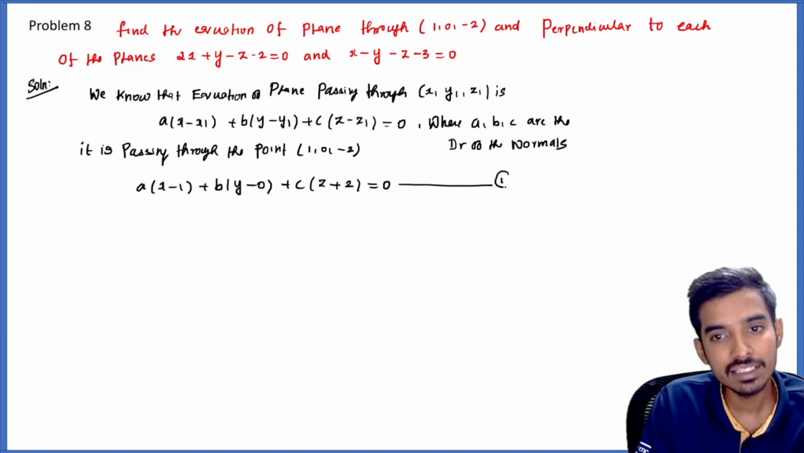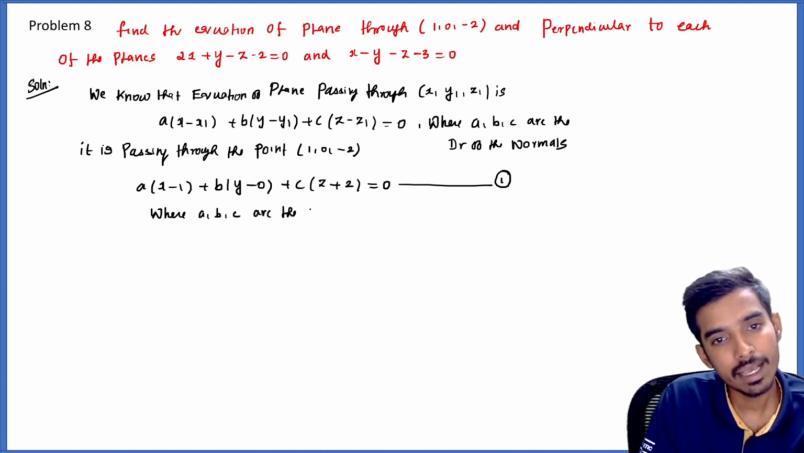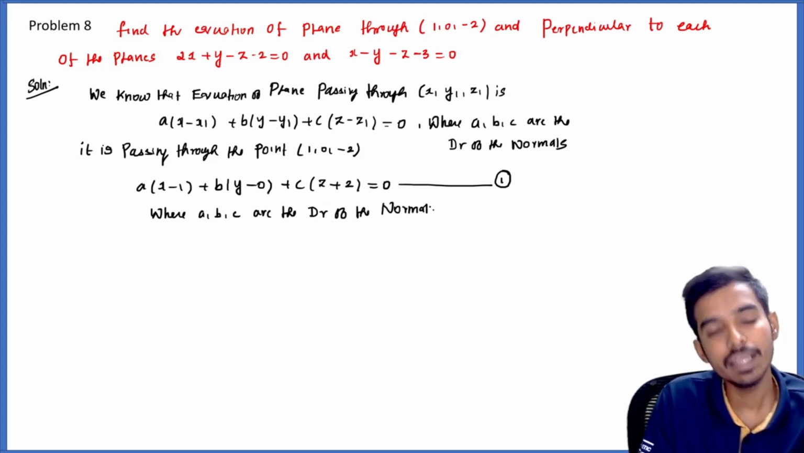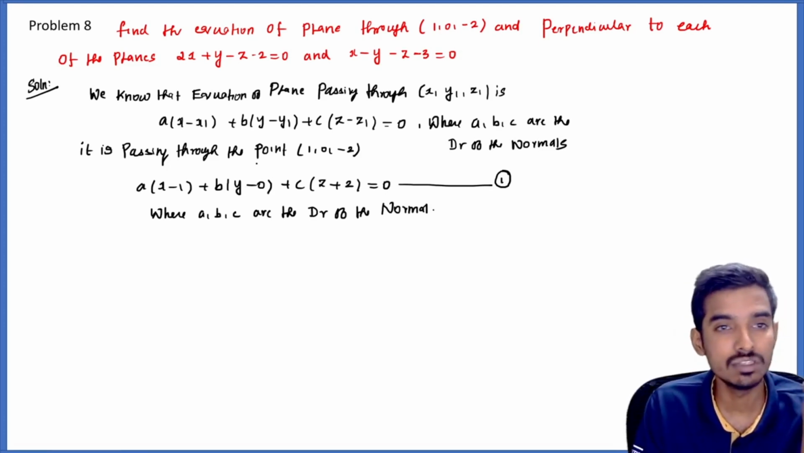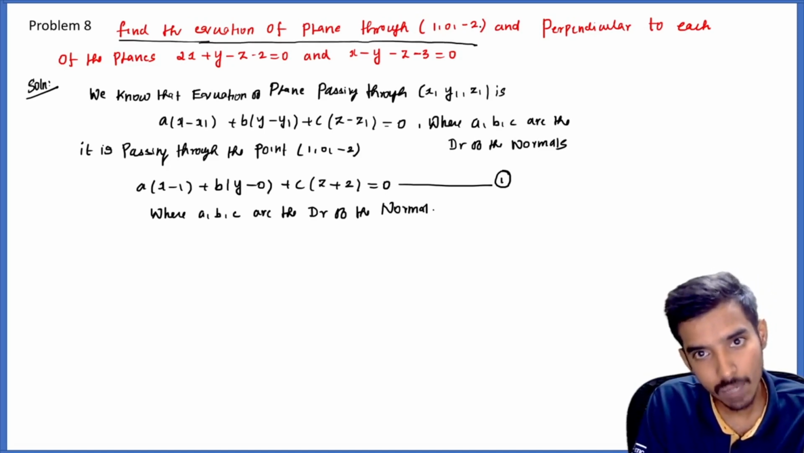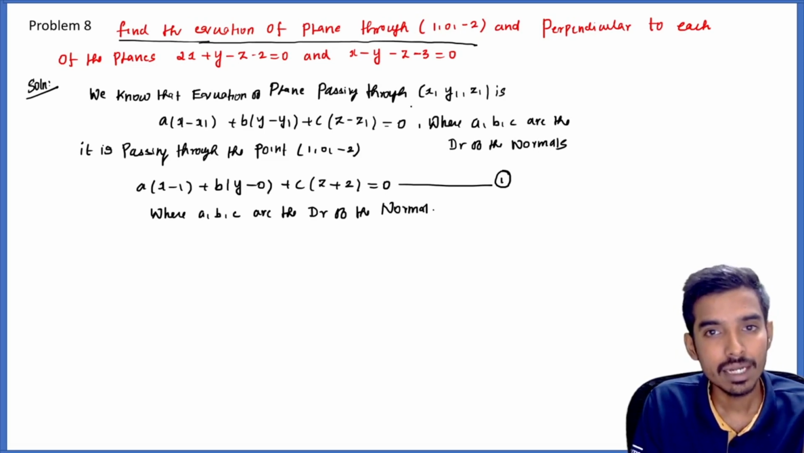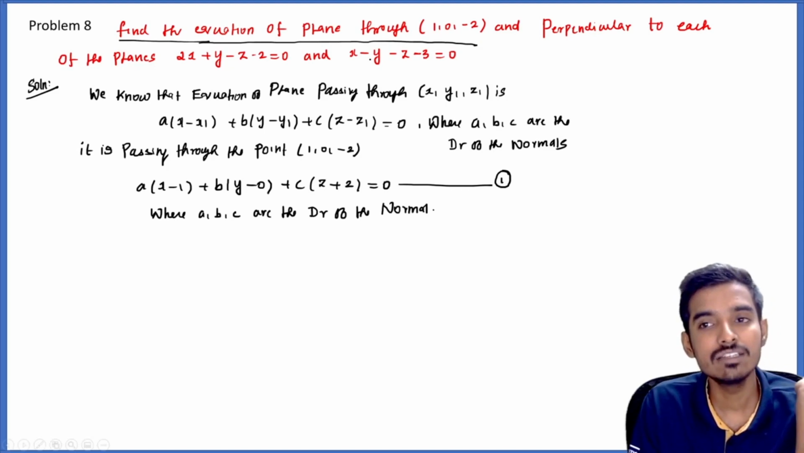But we don't know a, b, c, right? Where a, b, c are the direction ratios of the normal. This is what we need to find, but we don't know a, b, c. How to find a, b, c? We will do this. From the data, find the equation of plane passing through (1, 0, -2). We have got equation number 1. Now, this plane is perpendicular to this plane as well as this plane, right?